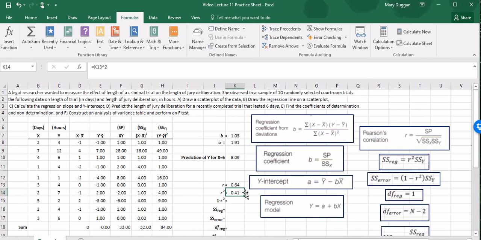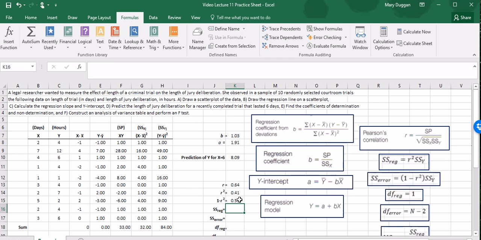And this tells us that 41% of the variance in jury deliberation time is due to the length of the trial. The remaining 59% is referred to as the coefficient of non-determination. And this is the amount of variation in our dependent variable that we can't explain with our independent variable. And we calculate the coefficient of non-determination simply by taking 1 minus our coefficient of determination. And there you can see is 0.59. So we calculate this very simply.